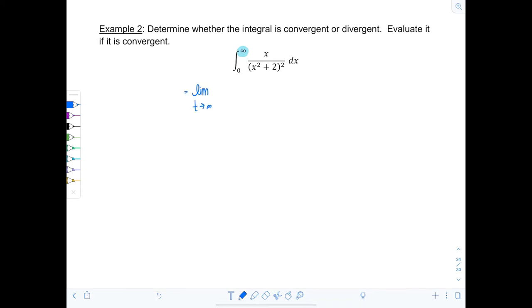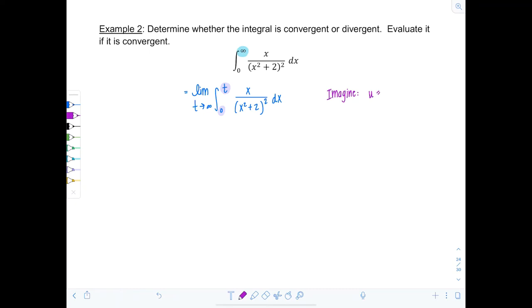The limit as t approaches infinity of the integral from 0 to t of x over (x squared plus 2) squared dx. Okay, how do we integrate this? Actually, nothing too wild. We can just do a little u sub. I'm going to do it in my head, that way I don't have to mess with the limits of integration and the change of variable. I'll write it out for you in case you need some practice imagining.